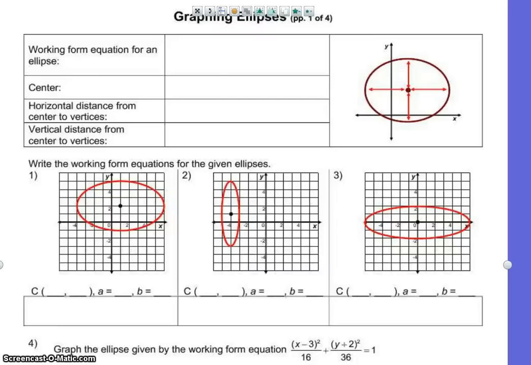Okay, class, today we're going to be doing graphing ellipses. So make sure you're on the right page of your packet, because I noticed the packets were stapled wrong. If you're looking at the wrong side of the packet, make sure you turn it over. Make sure you're on page 1 of 4.